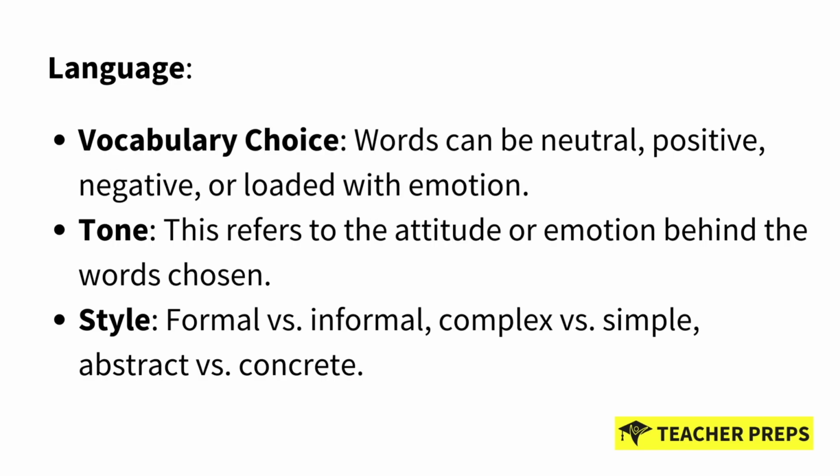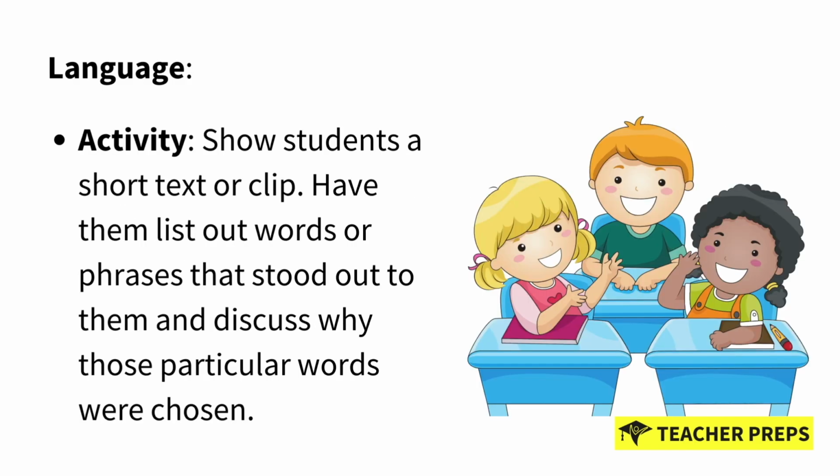Key points here, we have vocabulary choice, which are words. These can be neutral, positive, negative, or loaded with emotion. We also have tone. This refers to the attitude or emotion behind the words that are chosen. And we have style. Formal versus informal. We also have complex versus simple, and abstract versus concrete.